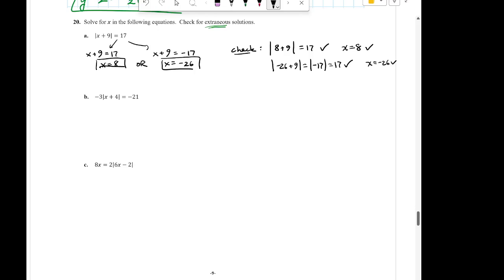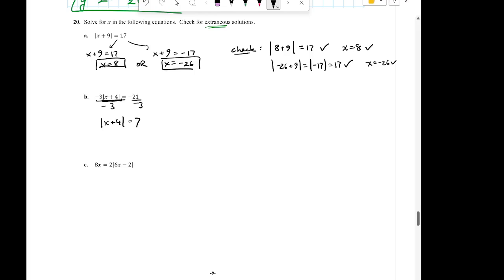In part B, there's that negative 3 in front. I noticed on hand-ins and stuff like that, some people are splitting this up before getting rid of that negative 3. I wouldn't split up that absolute value into two equations until after you've dealt with that. So isolate this first. We're going to divide both sides by negative 3, and you're going to get the absolute value of x plus 4 equals 7.